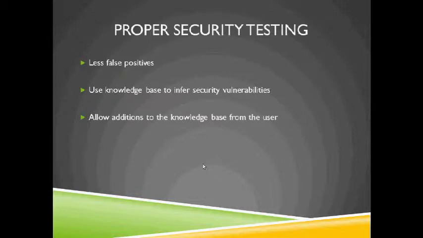And then proper security testing. This is where the project really came into focus for us. Is trying to create something that will show up less false positives, especially on things like cross-site scripting. To do this, we're throwing around the idea of using a knowledge base, which is kind of like a big database, but it'll infer using previous knowledge, whether that's an actual security vulnerability or not. And then also allow additions to the knowledge base from the user. So it'd be like Metasploit, where people are allowed to add their own extensions to it, and just make it more useful for them.